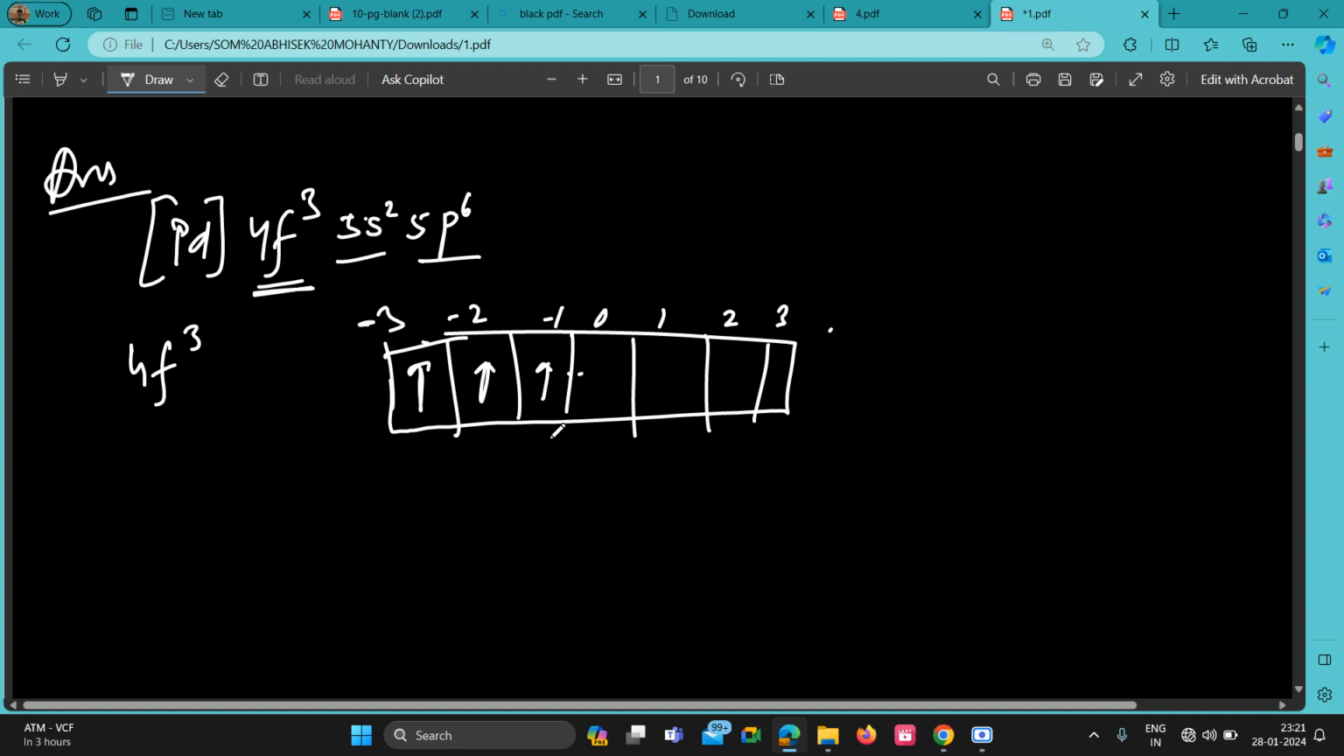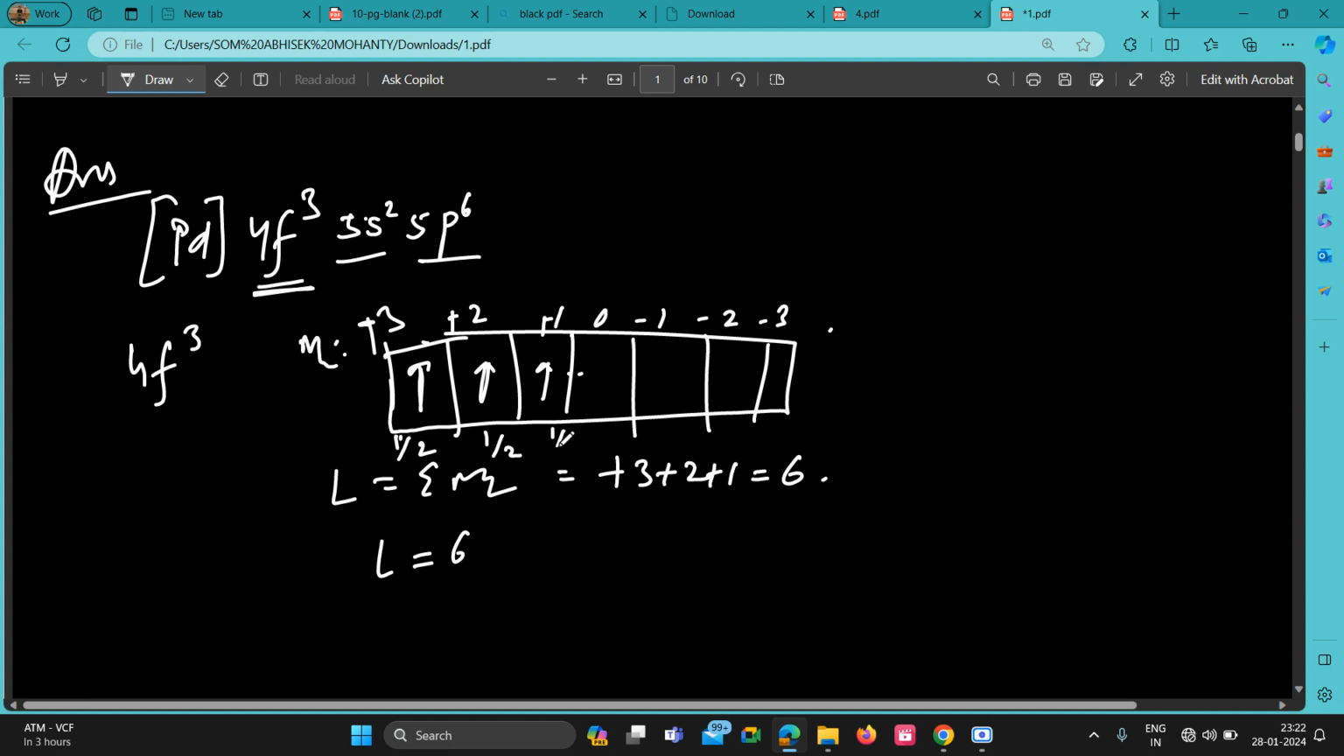The beginning ones are plus, these ones are minus. These are ML values. Summation of ML will be plus 3 plus 2 plus 1, that will be 6. So L is 6. Now what is S? Each electron is half, so S is 3 halves, that is 3 by 2.